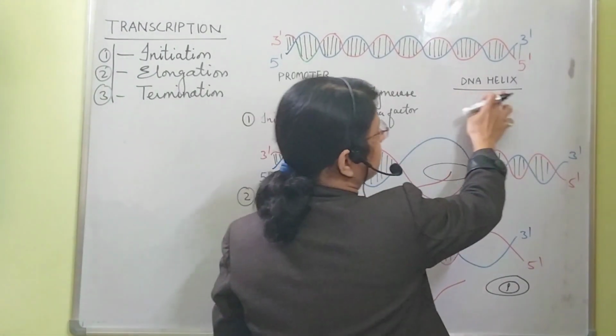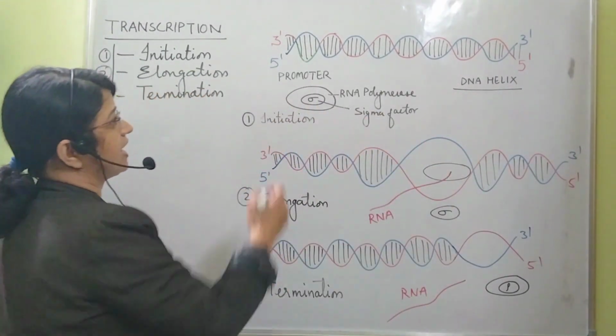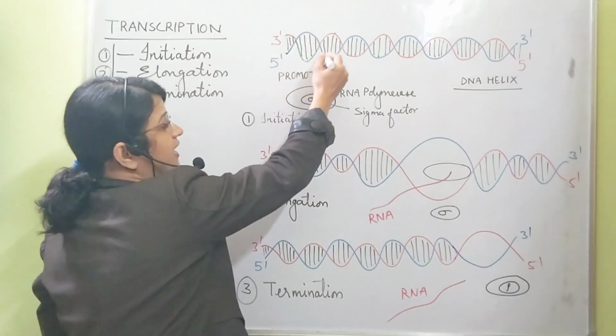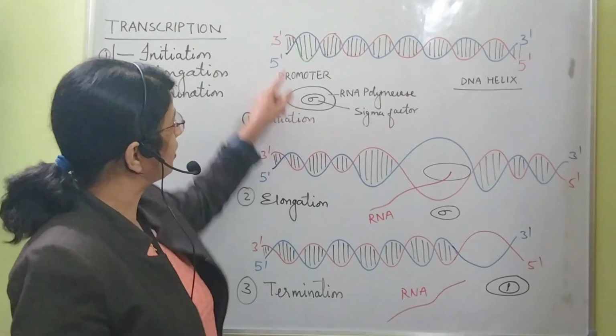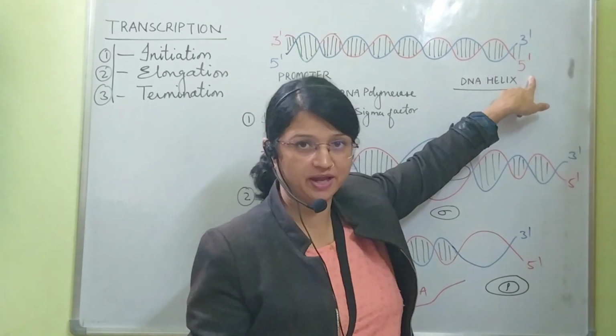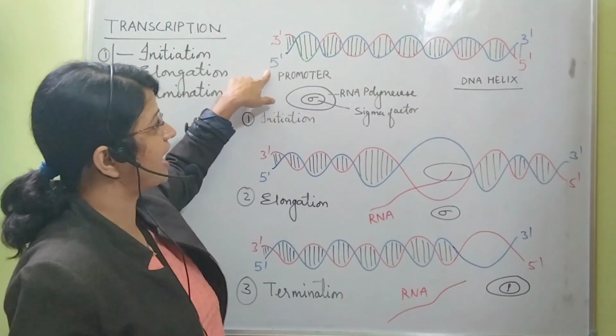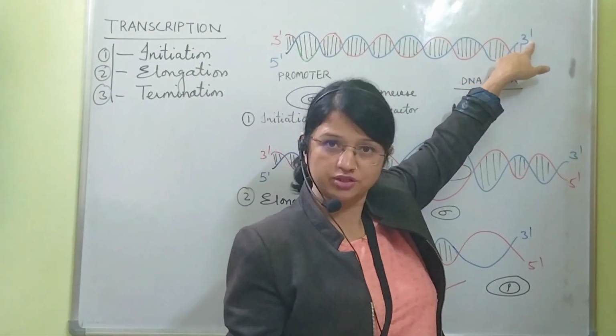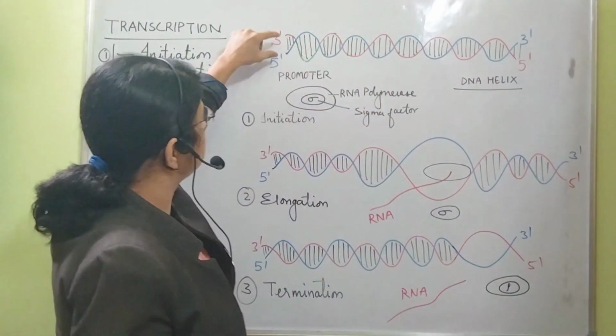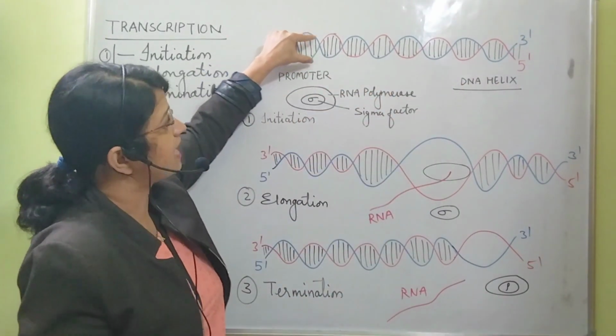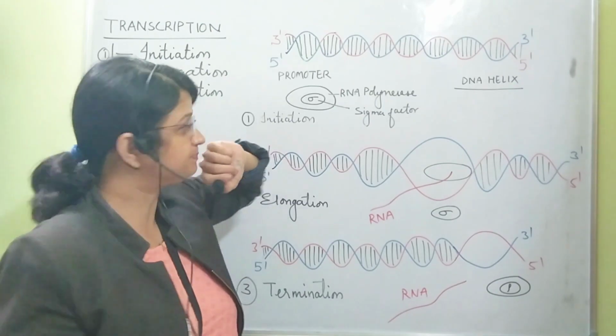Here we can see a DNA helix. This DNA helix has two strands, a template strand having the polarity 3' to 5' and a coding strand having polarity 5' to 3'. In between the two strands the hydrogen bonds are present.